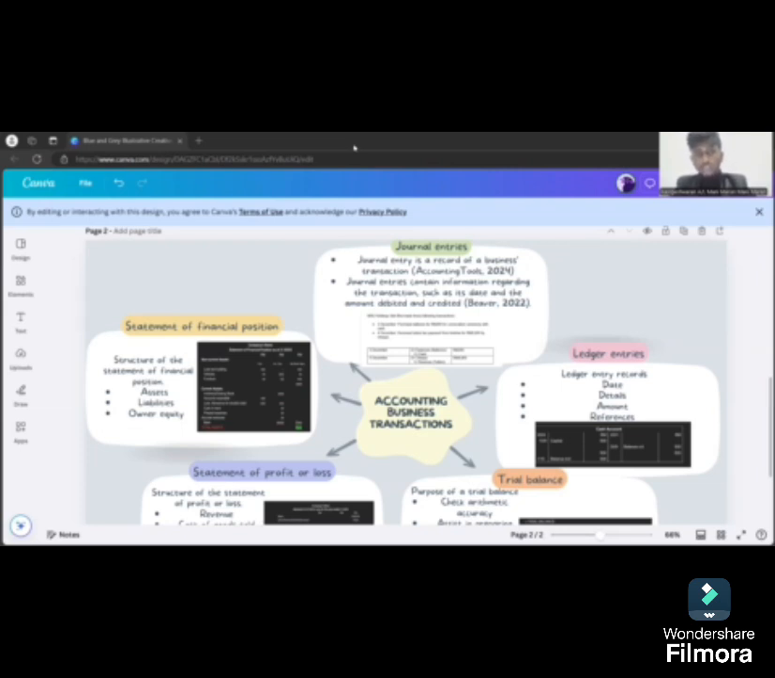A reference or transaction ID is a unique identifier assigned to each transaction, often included in the ledger entry. This helps to trace the transaction back to its source document. For example, invoice, receipt, purchase order, or journal entry. It may also be used to link the entry to the journal in which the transaction was initially recorded.